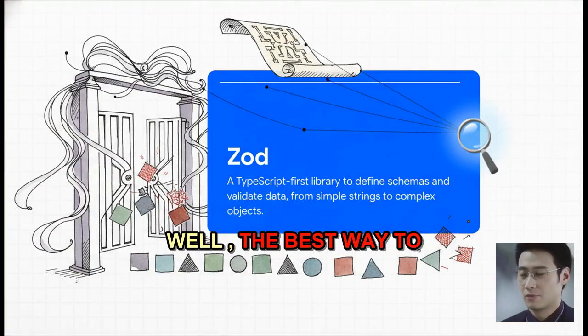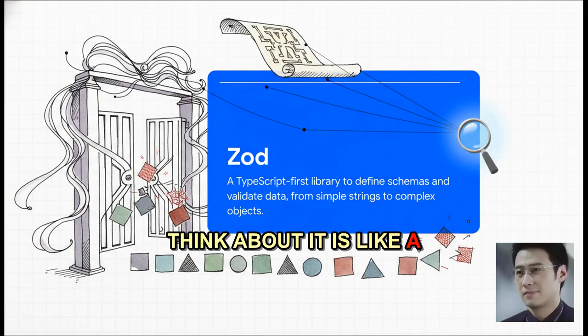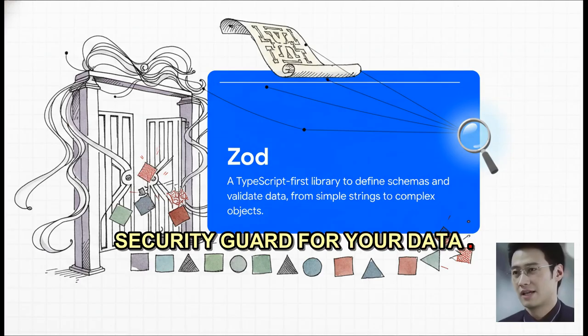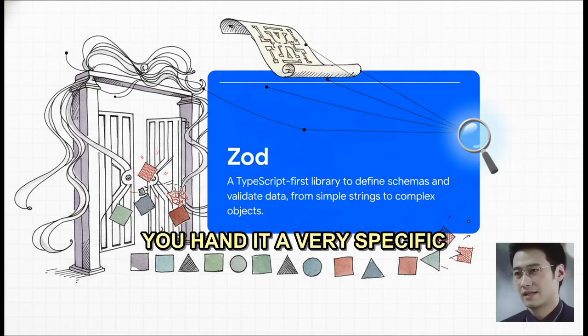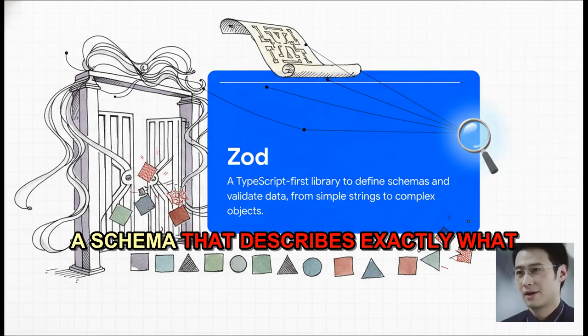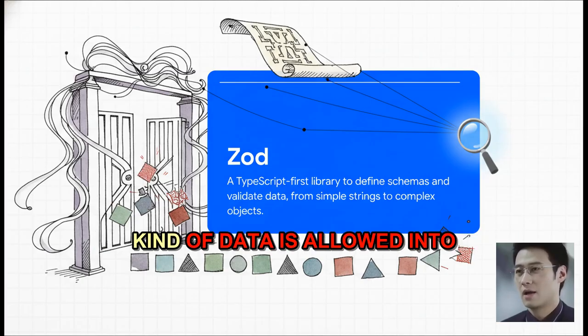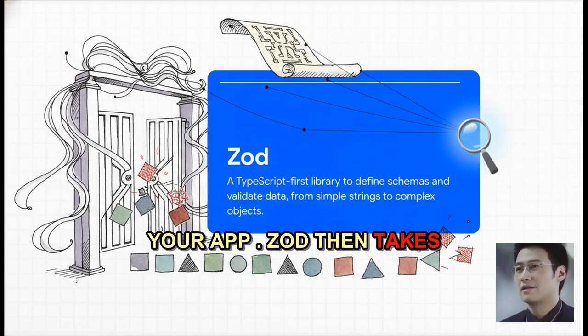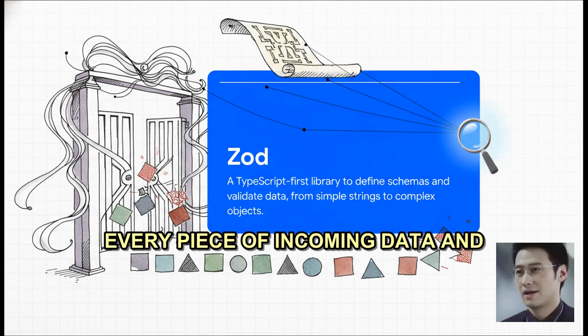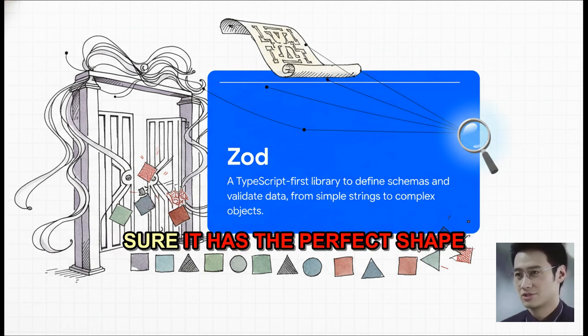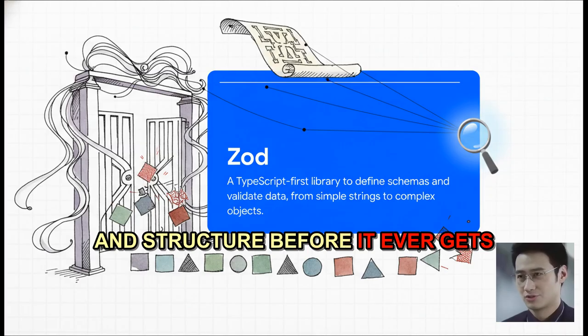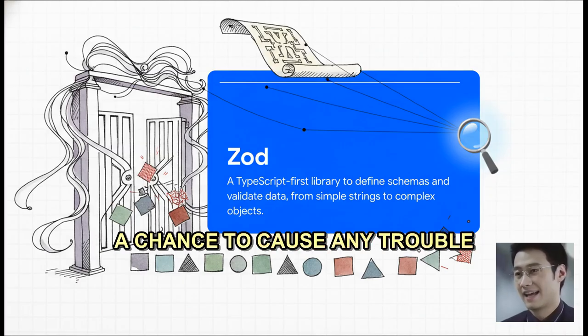So what is Zod really? Well, the best way to think about it is like a security guard for your data. You hand it a very specific guest list, which we call a schema, that describes exactly what kind of data is allowed into your app. Zod then takes every piece of incoming data and checks against that list, making sure it has the perfect shape and structure before it ever gets a chance to cause any trouble.